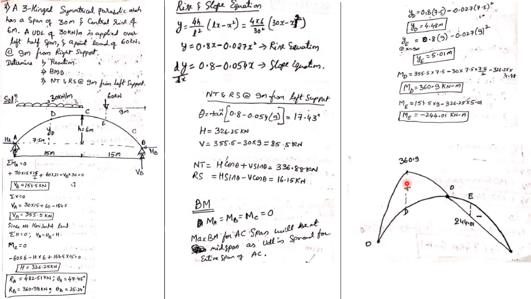Since it is a UDL, you should have a parabola, and since it is a point load, you should have a straight line. Sometimes it is difficult, so you cannot draw a triangle like this and this, so better you join a straight line. At E point, drop it as 44.01, whatever it is. Good. So mark it negative, that is enough.